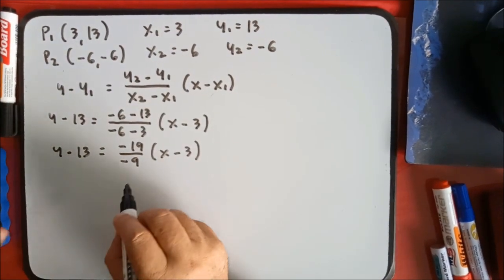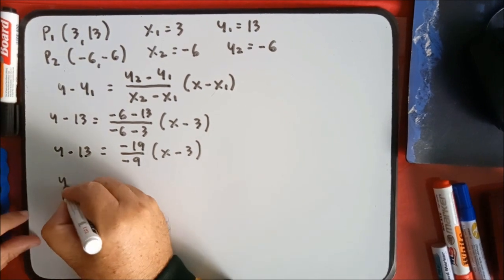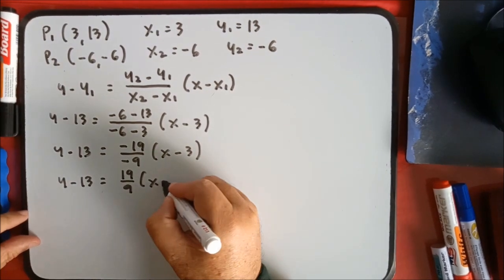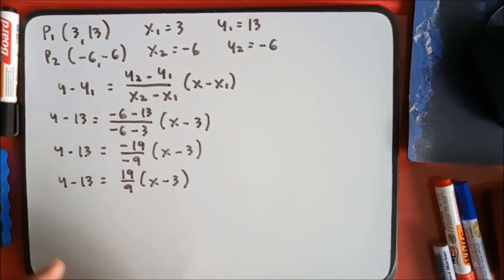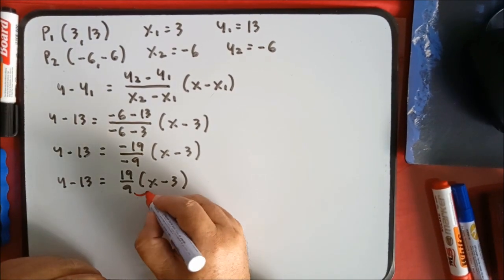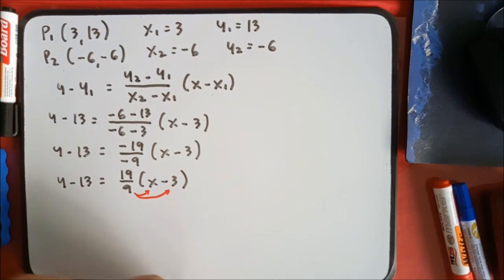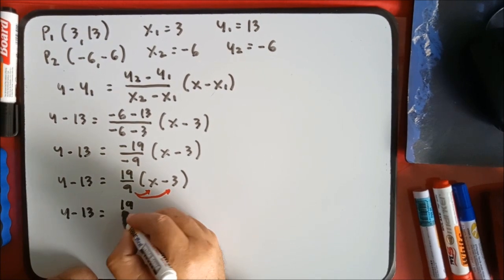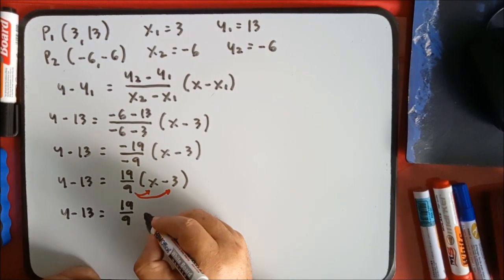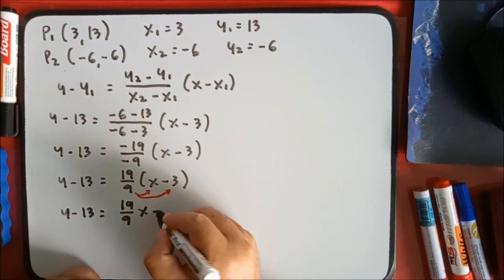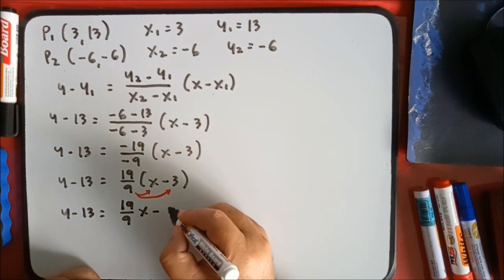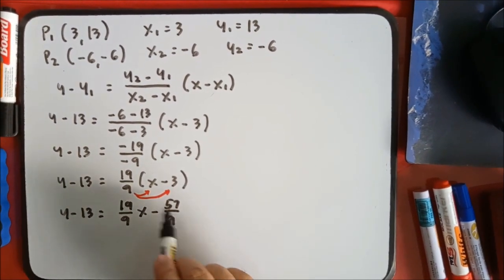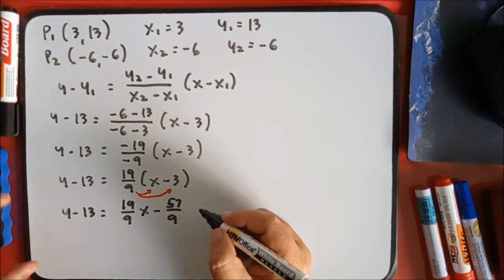Now, negative 19 divided by negative 9, this will become positive. So, y minus 13 is equals to 19 over 9 times x minus 3. Now, distribute. Okay, what will become your equation? y minus 13 is equals to 19 over 9 x. Then, 19 times 3 is 57 over 9. 19 times 3 is 57. Then, retain the denominator, which is 9.